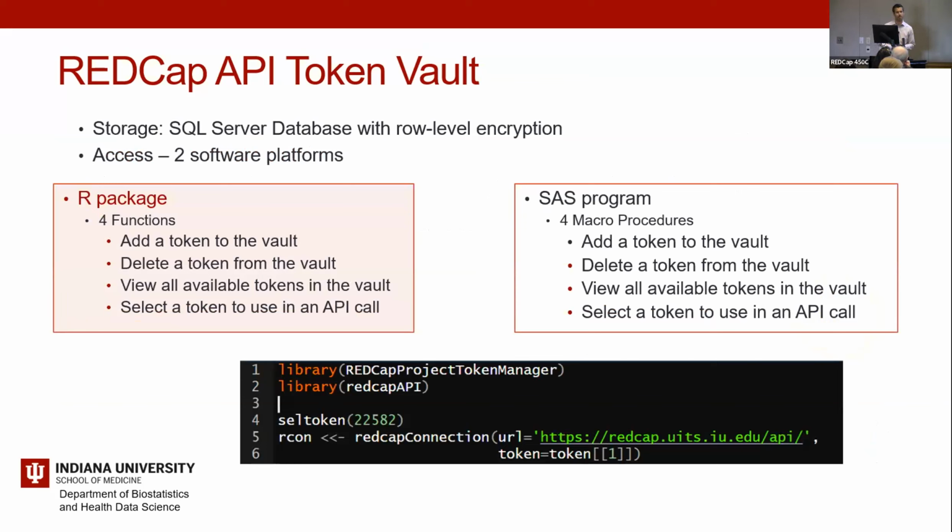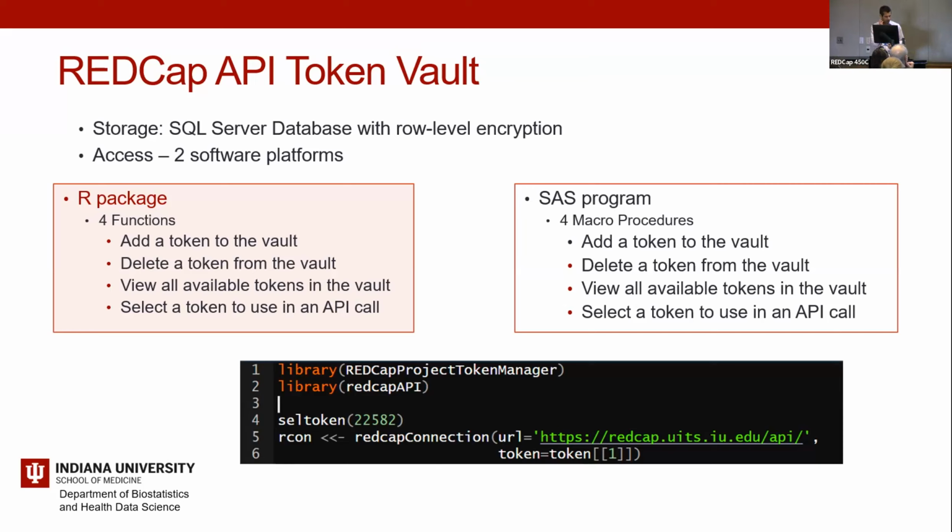It's a SQL Server database with row-level encryption. And then we've built in access to that database through two different software platforms, R and SAS. For R, we've developed an internal package that has four different functions. Those are to add a token to the vault, delete a token from the vault, view all of the projects that a particular user has tokens for that are stored in the vault, and the fourth function is to select a token to use in an API call. In SAS, we have macro procedures that do those four functions as well.